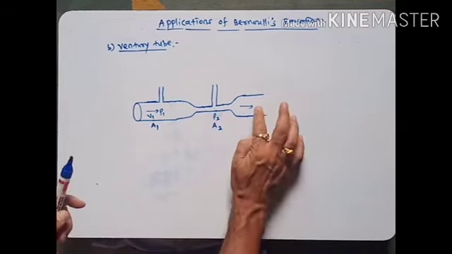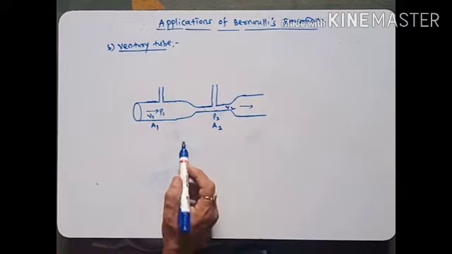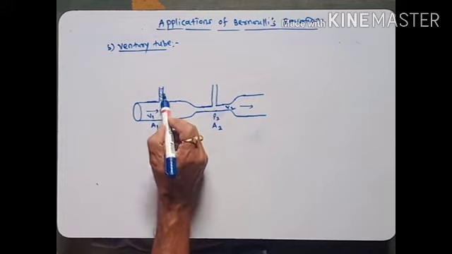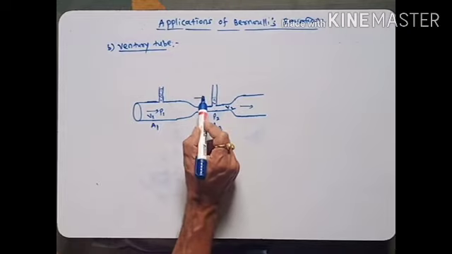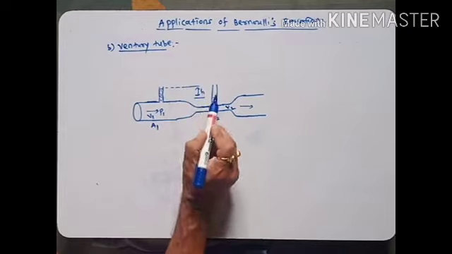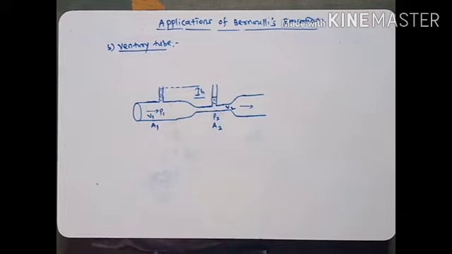V2 is the velocity at the narrow region. Now suppose the liquid level is here in this tube, and here in this tube. That means we consider this as the height difference. H is the height difference in both tubes.